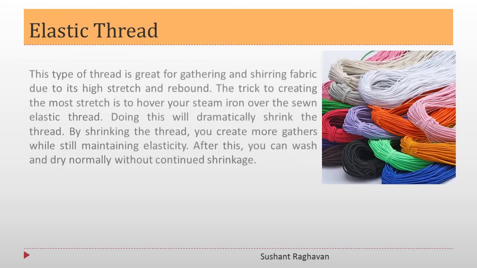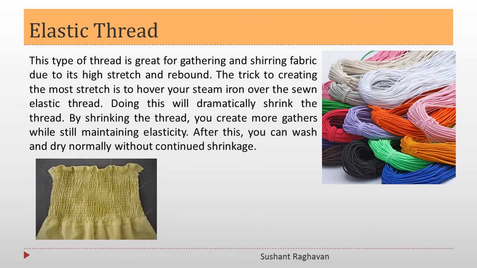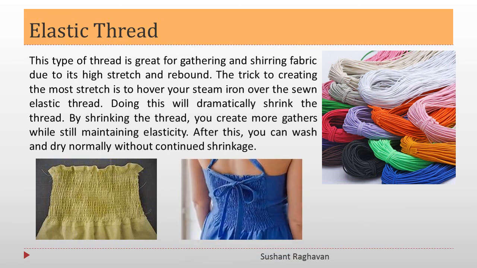Elastic thread. This type of thread is great for gathering and shirring fabric due to its high stretch and rebound. The trick to creating the most stretch is to hover your steam iron over the sewn elastic thread. Doing this will dramatically shrink the thread. By shrinking the thread, you create more gathers while still maintaining elasticity. After this, you can wash and dry normally without continued shrinkage.